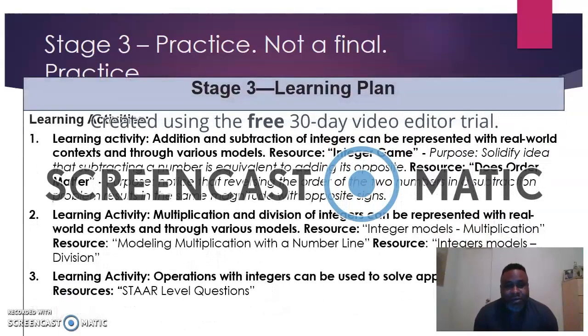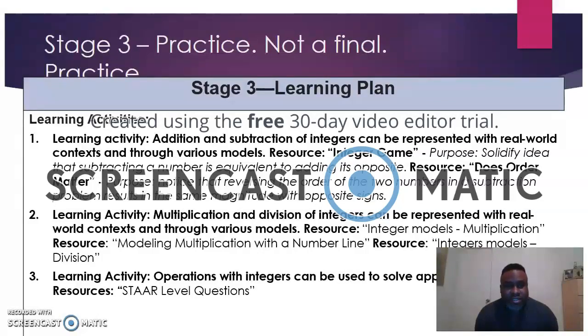Stage 3, the learning plan. So basically here we're going through learning activities, and we have 3 learning activities that have built-in resources that can be used by students if needed to check for understanding, or something that will help them go through these learning activities a little bit better. So here we have learning activity number 1.